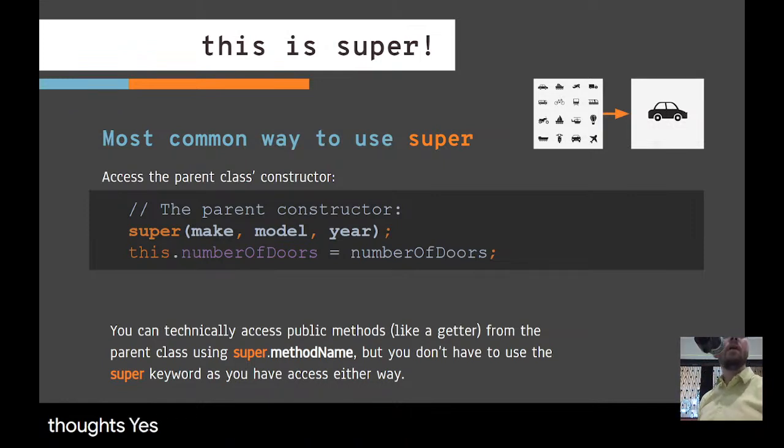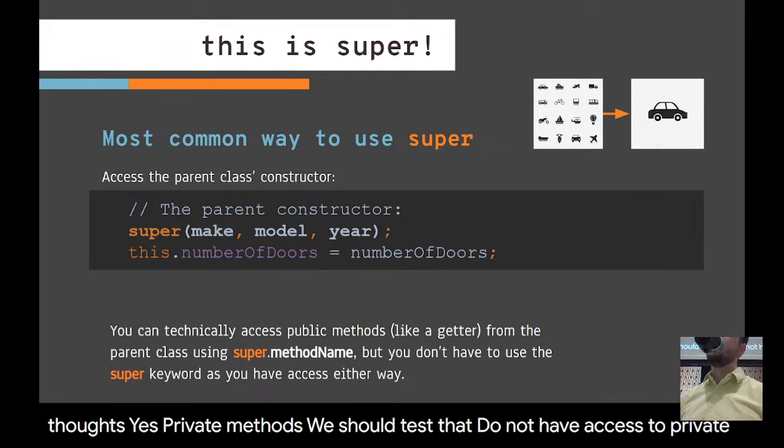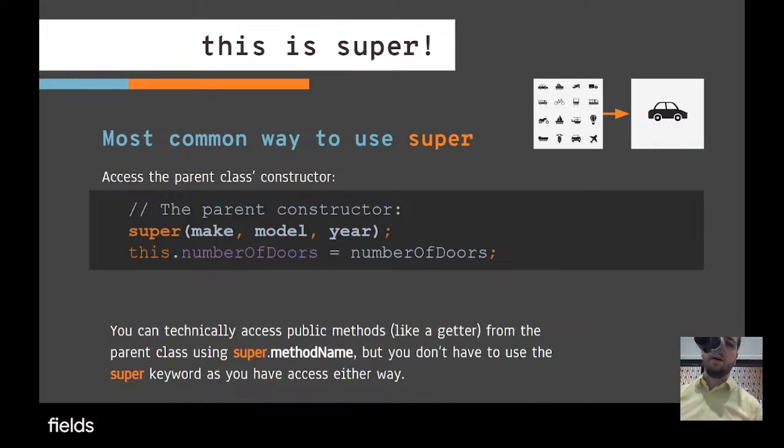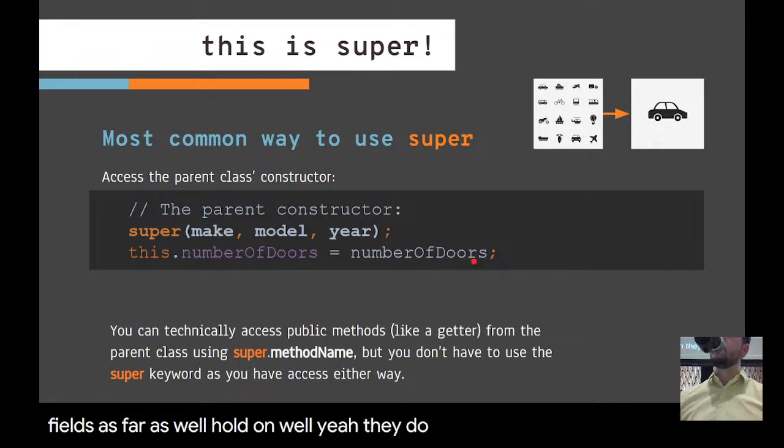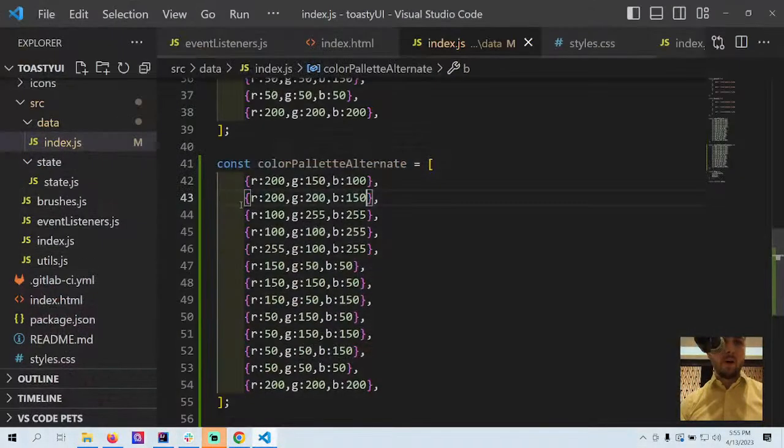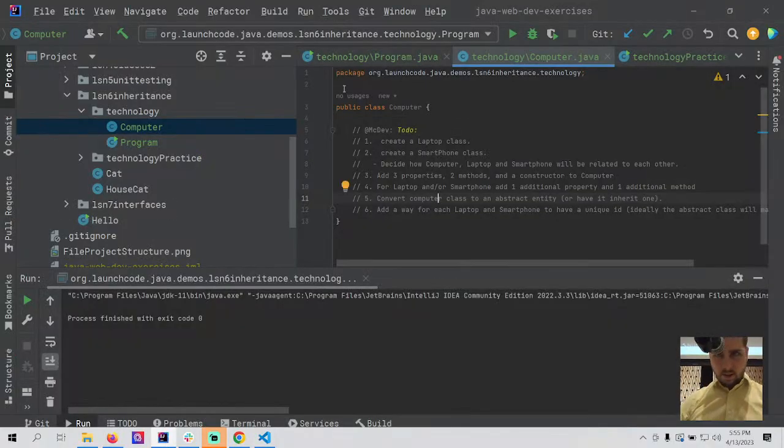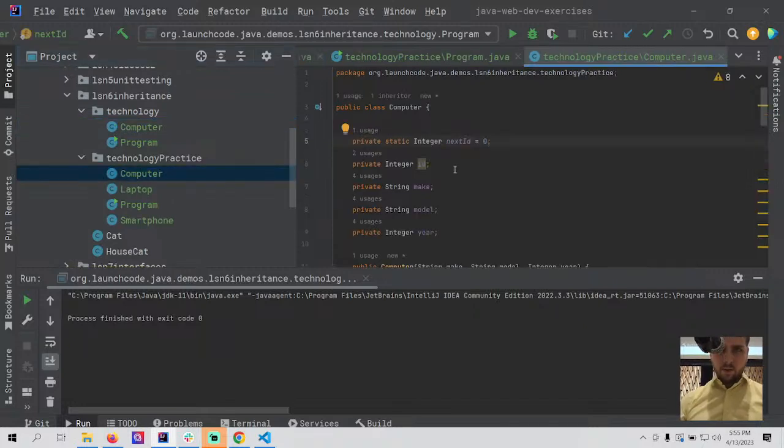Yes. Just to clarify, I thought children could have access to private methods of a parent class. We should test that. I believe they do not have access to private fields. As far as, well, hold on. Well, yeah, they do have access to the private fields. Let's test that real quick. All right, pull up IntelliJ. I was already working on this. This is going to be what we work on later.